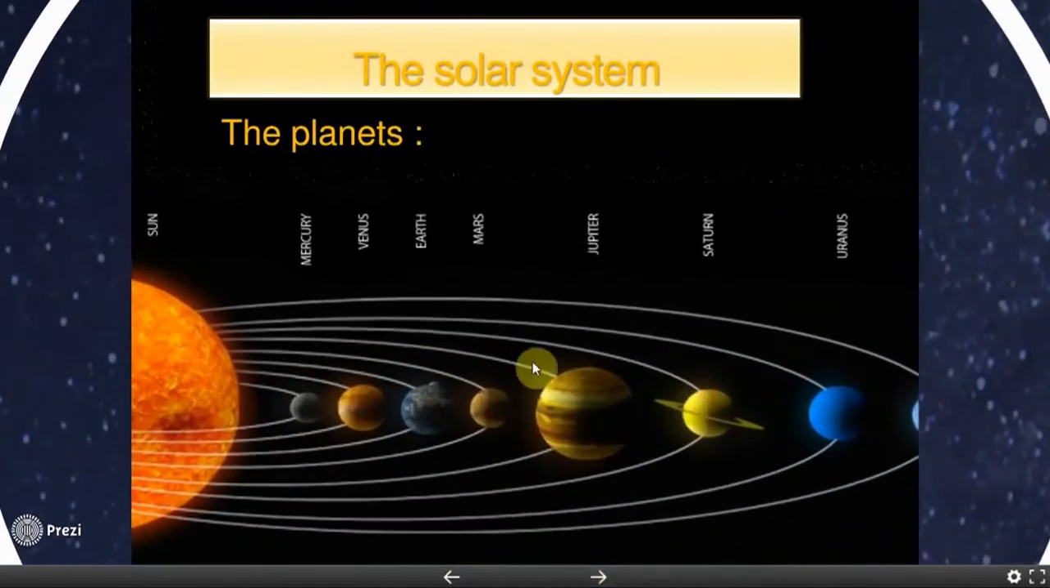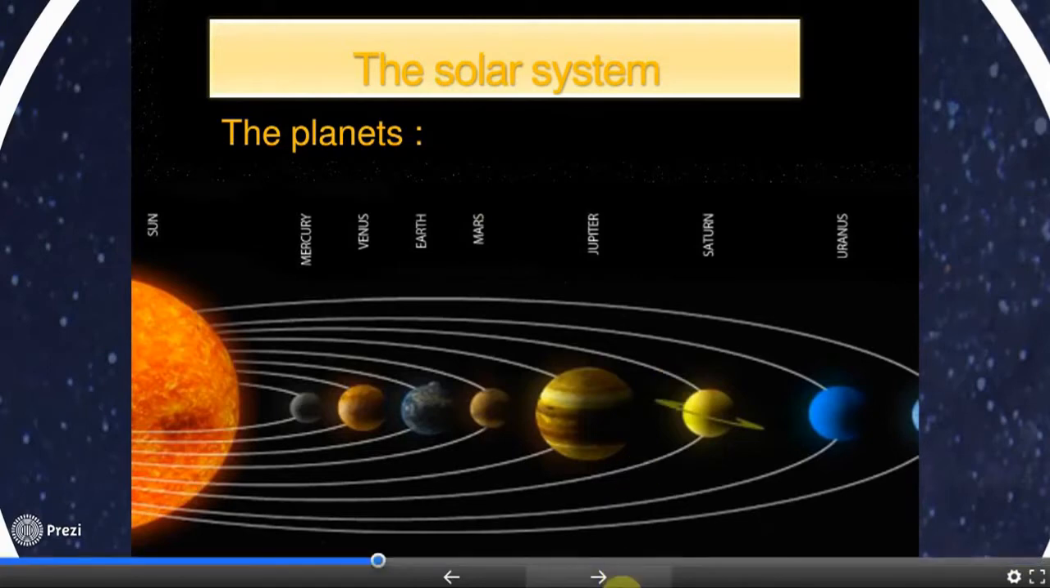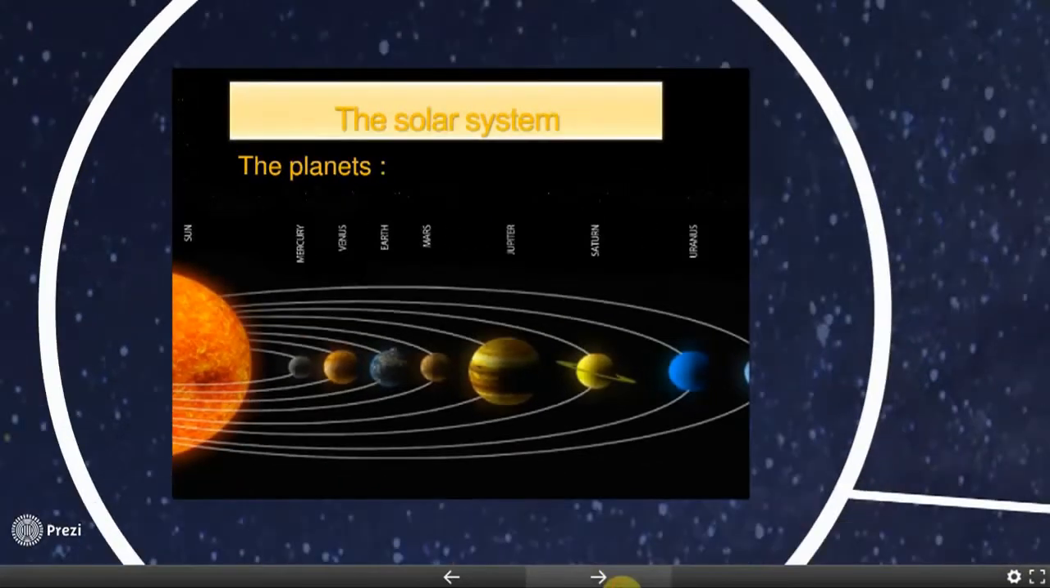Solar system. You know that our solar system consists of the Sun, the center of our solar system, and how many planets revolve around it? Yes, 8 planets: Mercury, Venus, Earth, Mars, Jupiter, Saturn, Uranus, and Neptune. And there are other celestial bodies found in our solar system, like comets, asteroids, meteors, and meteorites, and we are going to study them all, inshallah.